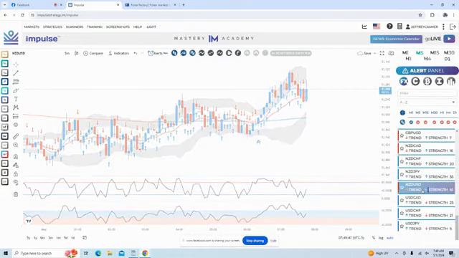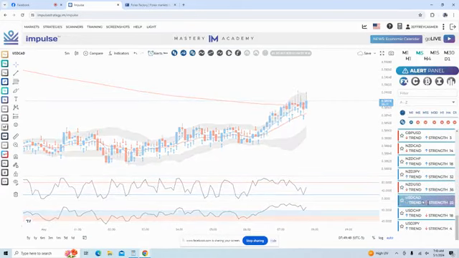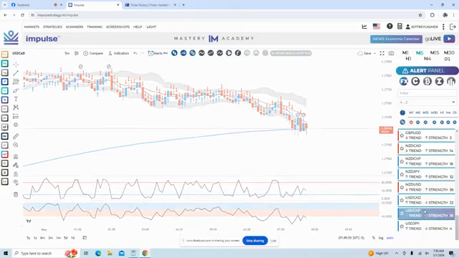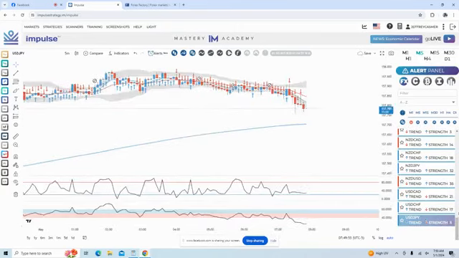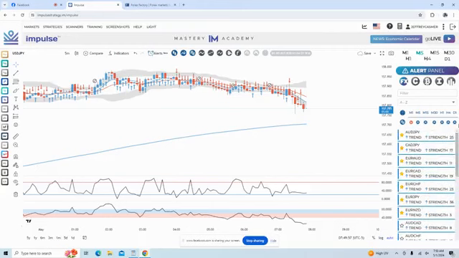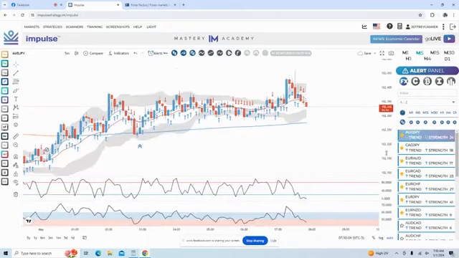JPY, USD, USDCAD, USDCHF, and USDJPY. Okay, so we've identified six or seven, three, four, five, six, seven. All right, so then let's go here, AUDJPY.